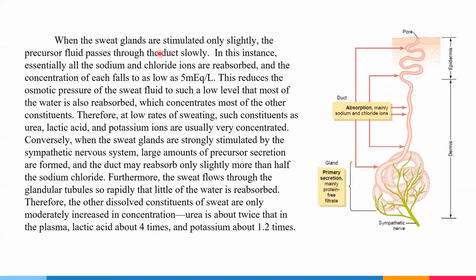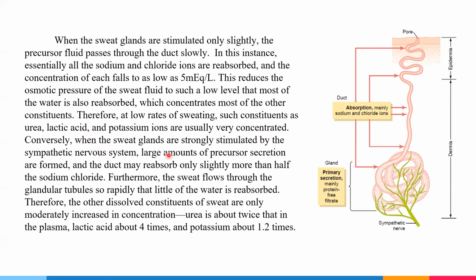When the sweat glands are stimulated only slightly, the precursor fluid passes through the duct slowly. In this instance, essentially all the sodium and chloride are reabsorbed, and the concentration of each falls to as low as 5 milliequivalents per liter. This reduces the osmotic pressure of the sweat fluid to such a low concentration that most of the water is reabsorbed, which concentrates most other constituents. Therefore, at low rates of sweating, such constituents as urea, lactic acid, and potassium ions are usually very concentrated.